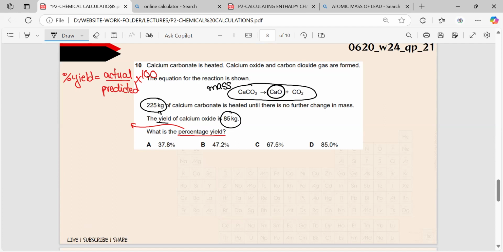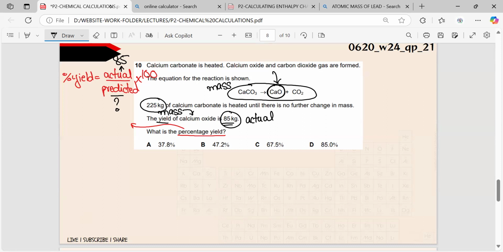Yield is called mass. Whatever mass of the product is given to you in a percentage yield question, the mass of the product which is given to you, it is always your actual yield. It is always going to be the numerator. 85 will be your actual yield. We need to find the predicted yield by taking the ratio. We'll find the predicted yield of the same calcium carbonate.